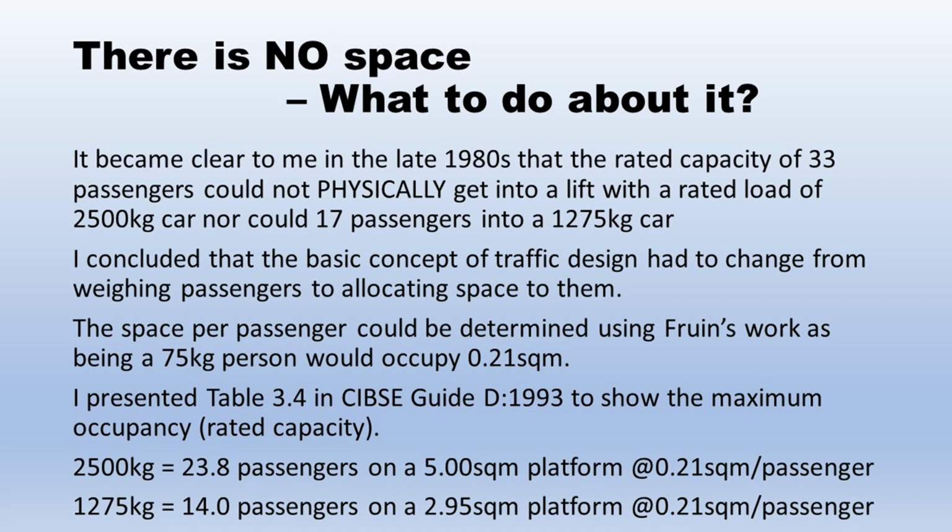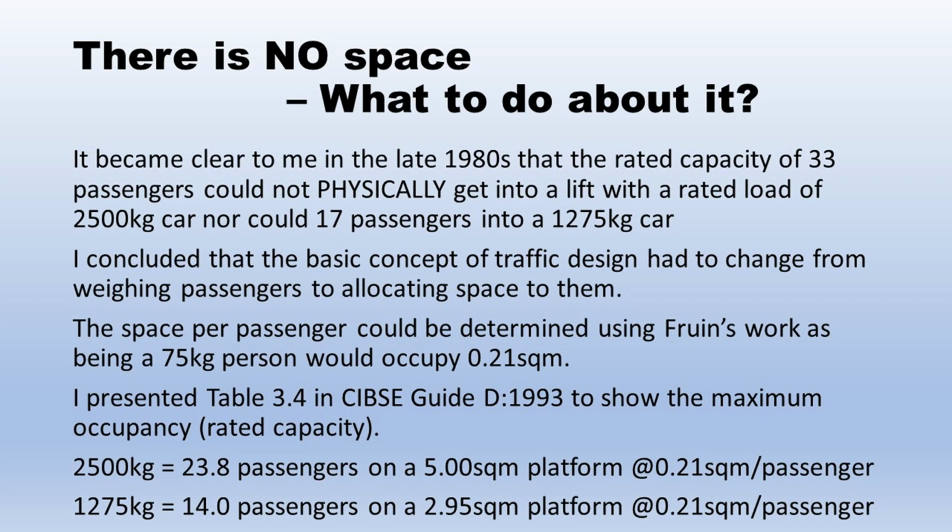It became clear to me in the late 1980s that 33 passengers weighing 75 kilograms could not get into a 2,500 kilogram lift, nor could 17 passengers weighing 75 kilograms get into a 1,275 kilogram lift. The basic concept of traffic design had to change from weighing passengers to allocating space to them. The space per passenger weighing 75 kilograms using Fruin's work can be determined as 0.21 square meters.